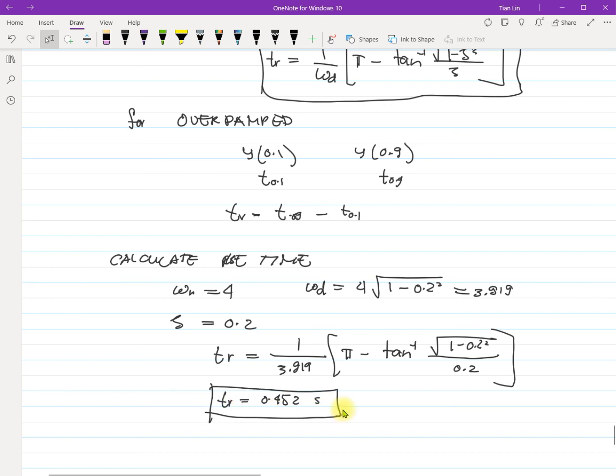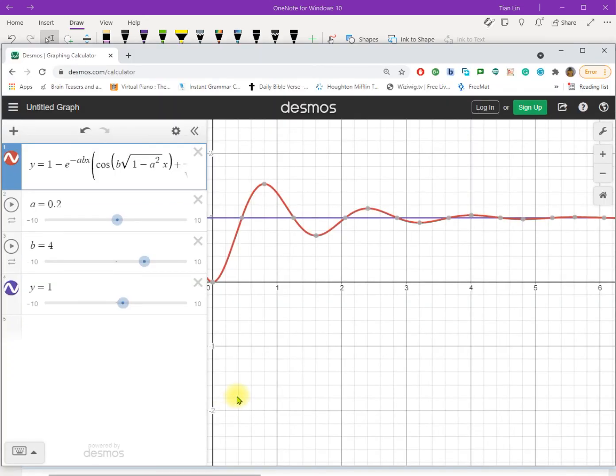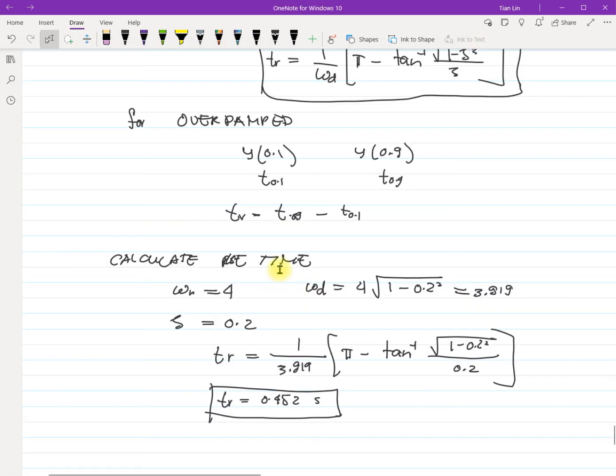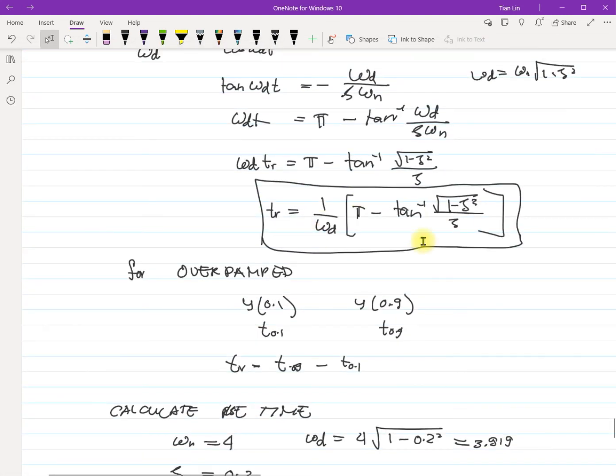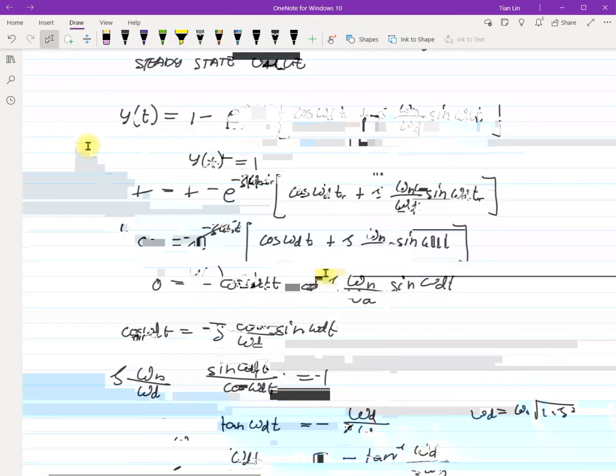Let's look at the graph again to see if it's 0.452. Where's that rise time? This one. So it's also equal to 0.452. So we have the correct answer, and the formula that we derived is the right formula. So that is 0.452 for the rise time. You can use this formula here to solve for that. Okay, so this is rise time.